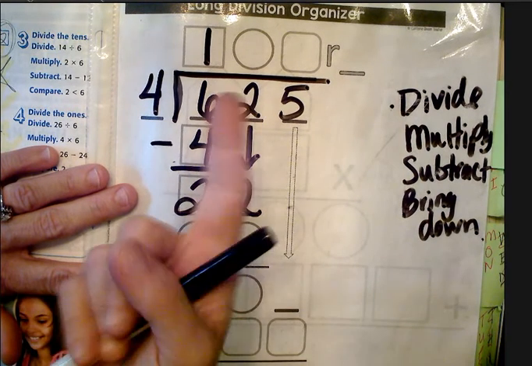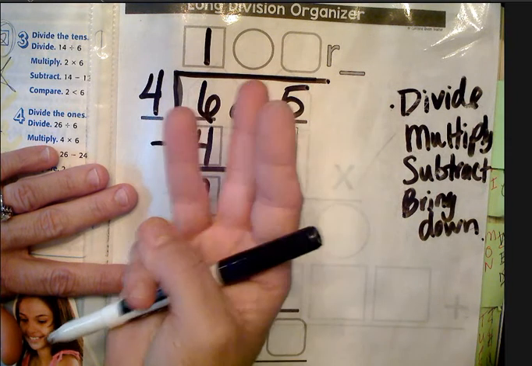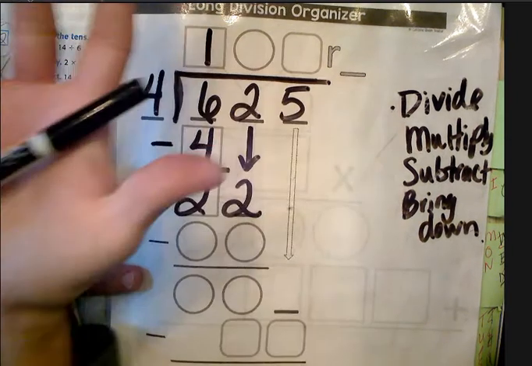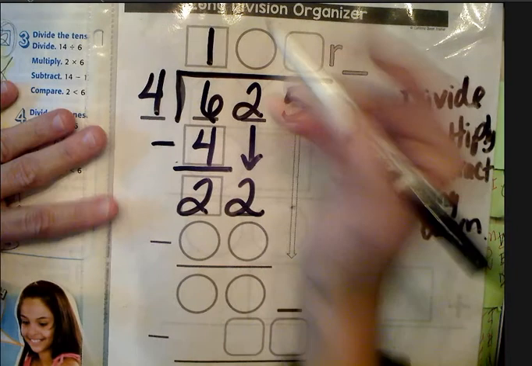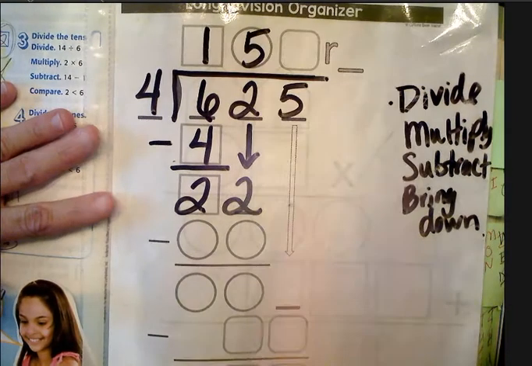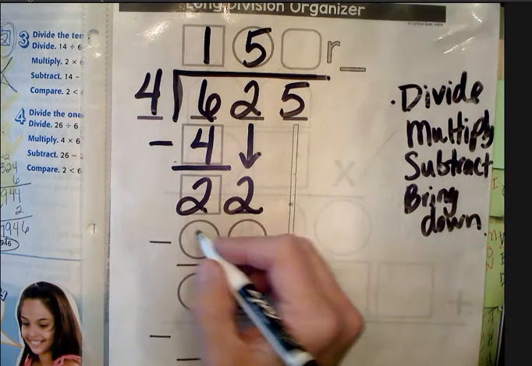Let's see. 4 times 1 is 4. 4 times 2 is 8. 4 times 3 is 12. 4 times 4 is 16. 4 times 5 is 20. 4 times 6 is 24. That's too big, so we're going to go 5. Remember, we can't go over when we are doing this part. 5, we multiply. 5 times 4 is 20.